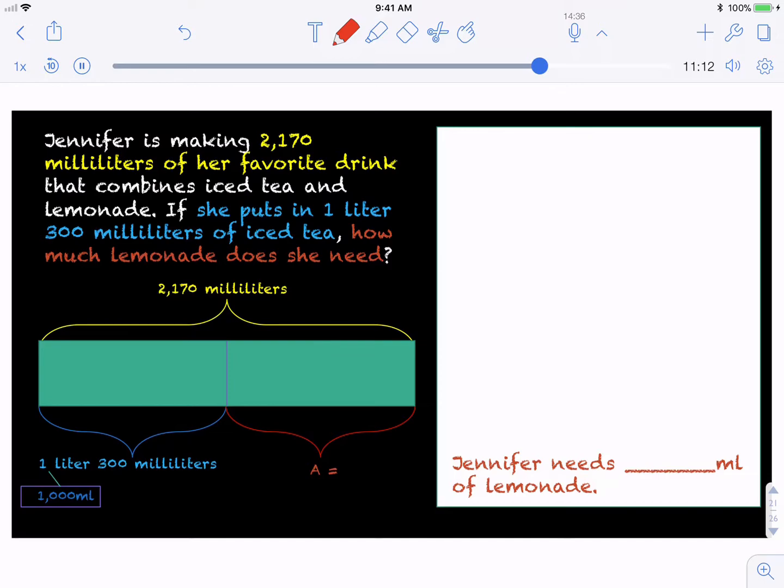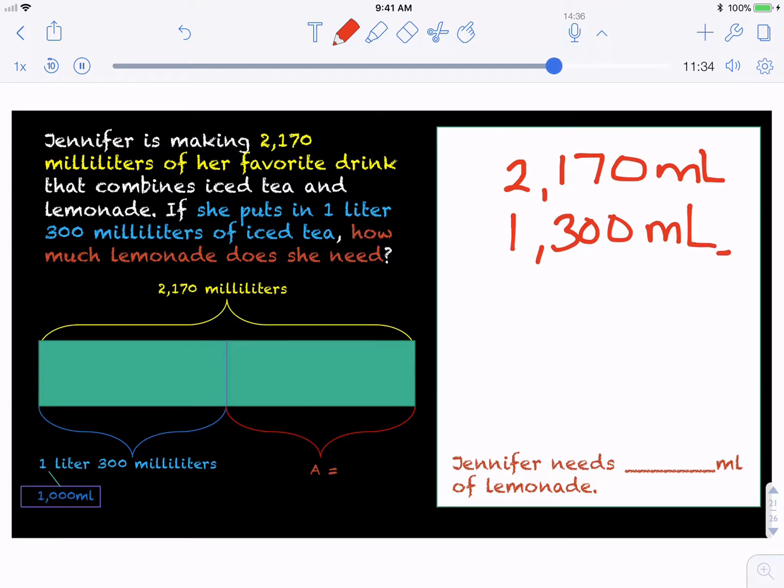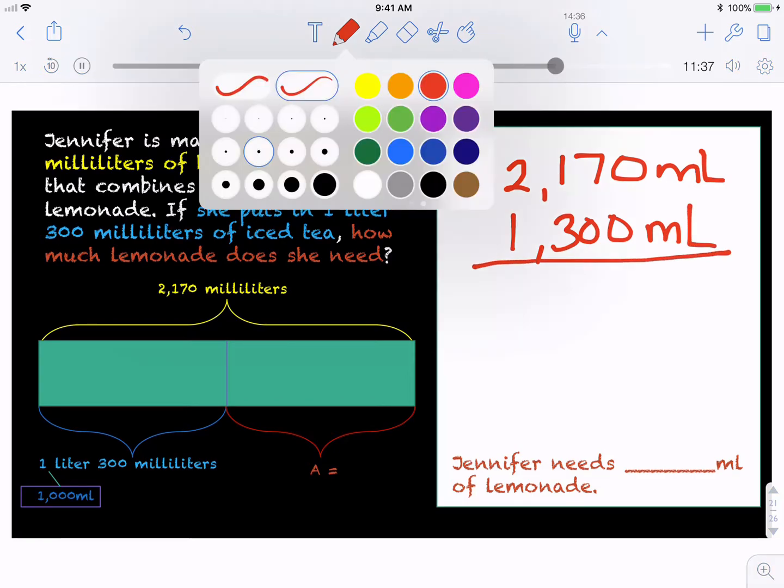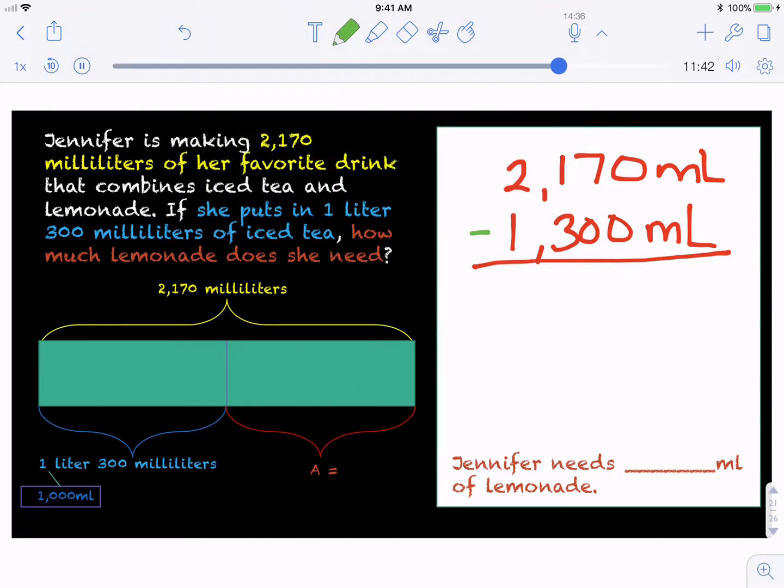So we're going to take 2,170 milliliters minus 1,300, because I've already used up 1,300 milliliters of that space. That's why I have to subtract, because I've used it up. I don't have that amount left, and then this is going to tell me what I have left. It's going to tell me the difference. That's the answer you get when you subtract.